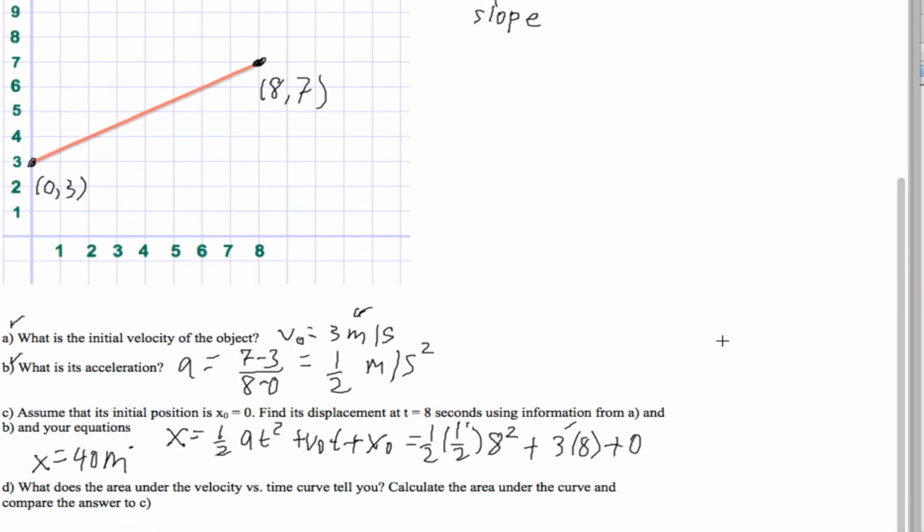All right, then for the next part, they say, what does the area under the velocity versus time graph tell you? I called it a curve. That was me being mathy. I should have just said graph. So let me just move this here. So let's just get that area. And we're going to split this into 2 pieces.